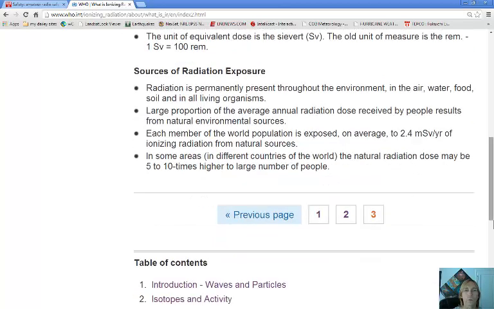Sources of radiation exposure. Radiation is permanently present throughout the environment in the air, water, food, soil, and in all living organisms. Large portions of the average annual radiation dose received by people result from natural environmental sources. Each member of the world population is exposed on average to 2.4 millisieverts a year of ionizing radiation from natural sources. In some areas in different countries of the world, the natural radiation dose may be 5 to 10 times higher to a large number of people.